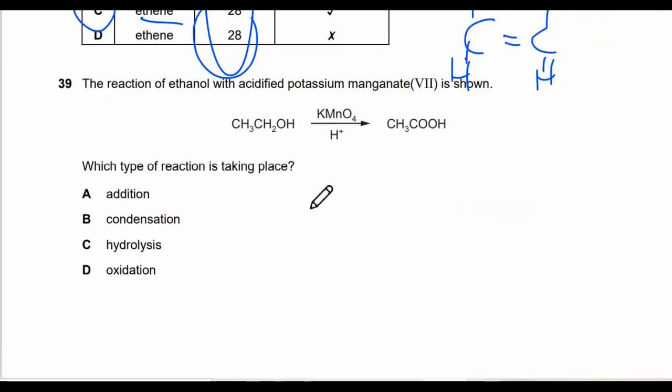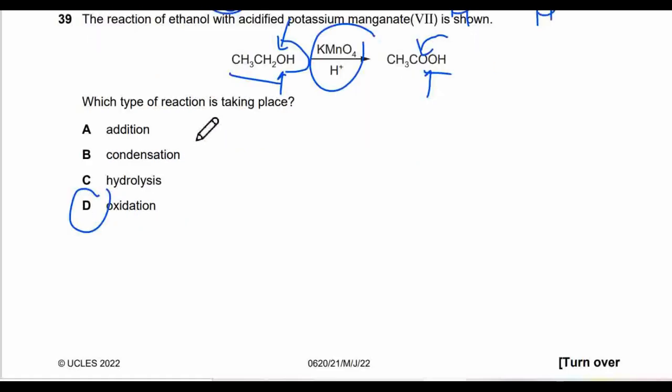Question 39. The reaction of ethanol with acidified potassium manganate is shown. Which type of reaction is taking place? This is ethanol, we know from the OH. This is carboxylic acid. So there's addition of O, and there is oxidation. So oxidation is when the alcohol is oxidized into carboxylic acid because the O goes from 1 to 2. Potassium permanganate is the oxidizing agent.